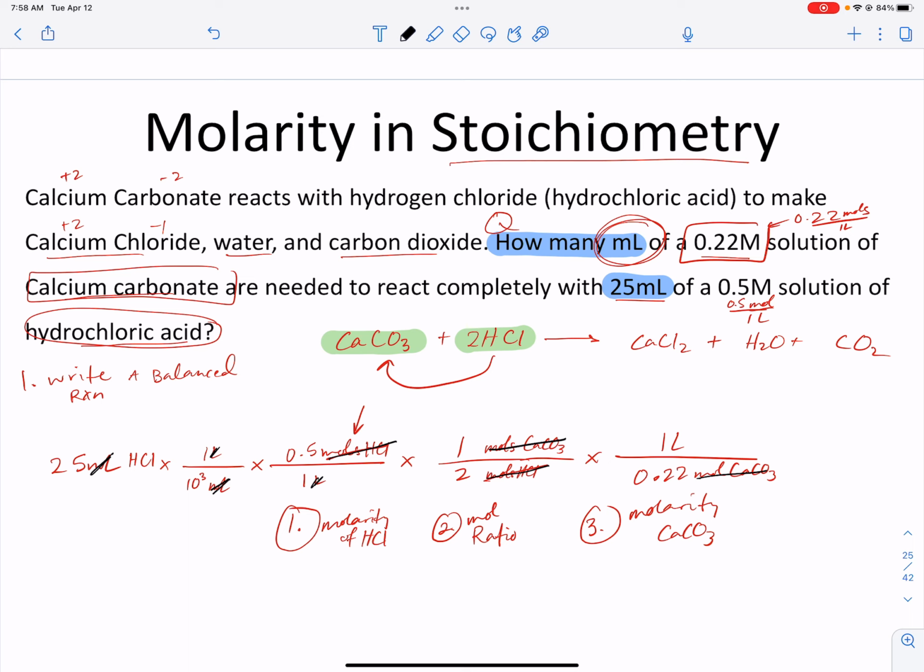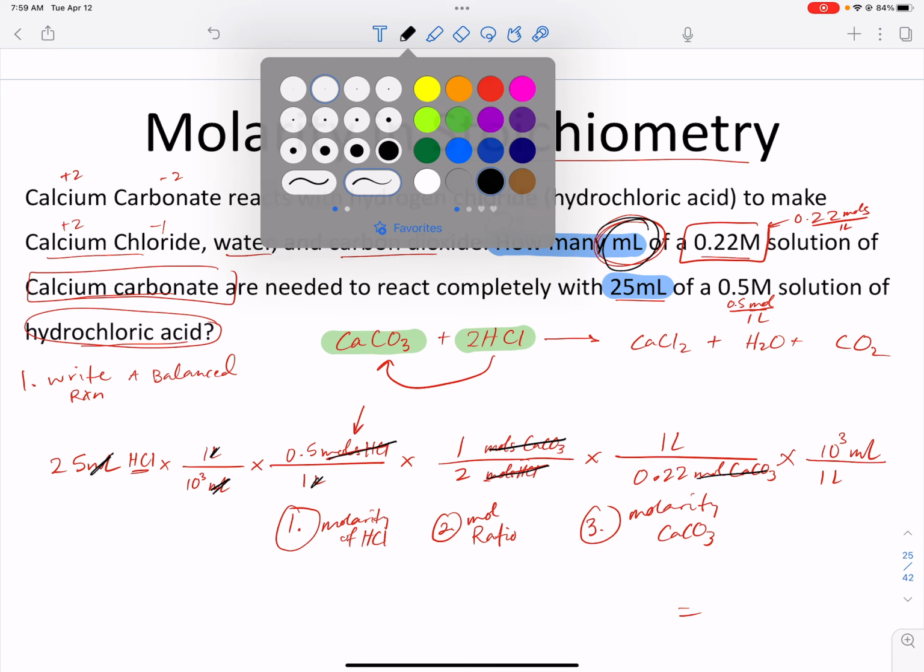So if we stopped here, we would know how many liters of this 0.22 molar solution we would need. The question says how many milliliters. So we've got to go one more step. This is not actually on the diagram. But if it asks you for milliliters, you always have to go back at the end and convert back to milliliters. It seems redundant because here we converted from milliliters to liters for HCl. We're not talking about HCl anymore, okay? So we have to now take our liters of the calcium carbonate solution and convert back to milliliters if the question says how many milliliters. So for every 1 liter, there's 1,000, or 10 to the power of 3, milliliters. And once we get our answer now, it'll have the proper units, milliliters.